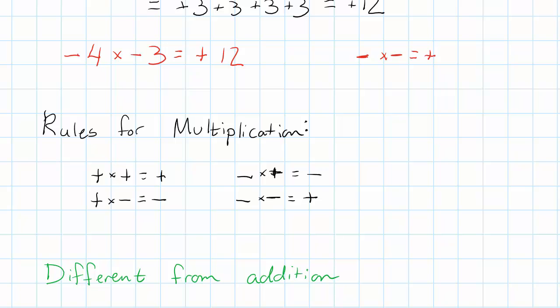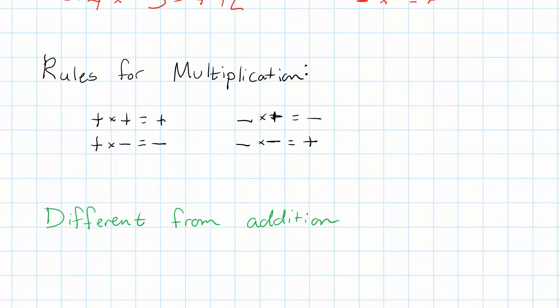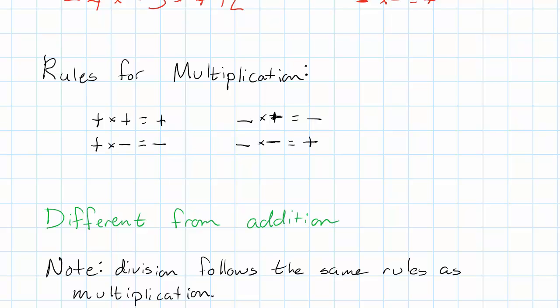Now I'm just going to mention this now, but we're going to see the reason for this later on. Division follows the same rules as multiplication. The reason for this is easiest to see once we have fractions, and so I'm going to hold off on justifying this for the moment. We will see the reason, just not quite yet.